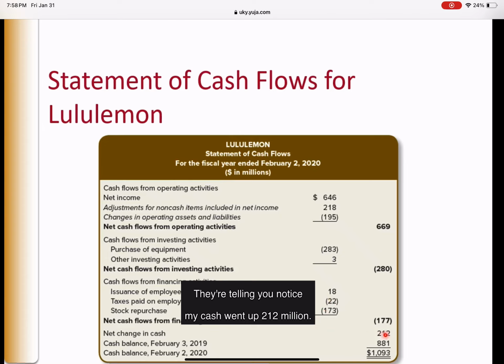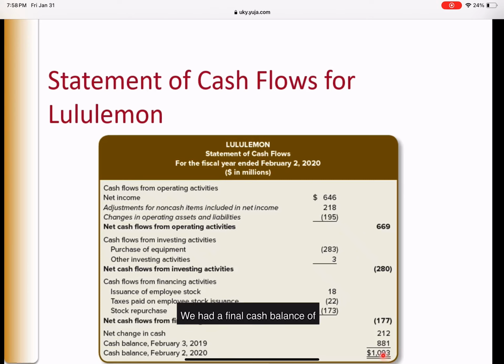So notice, my cash went up $212 million. I started with $881 million at the end of the next year. That's typical for companies like that to close their books at periods other than the calendar year end. They have a year end of February 2nd. Kind of odd there. Usually it's at the end of the month, but they must be working with exactly 52 weeks each year as their reporting period. So we had a final cash balance of $1,093 million.